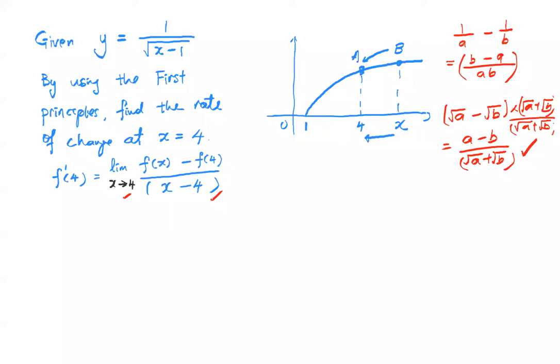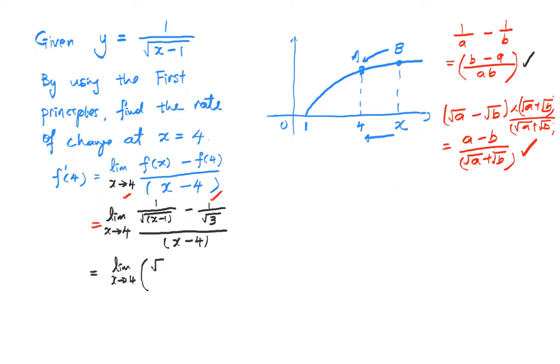So let's have a look at it. If I want to use this formula, I have to keep repeating this. Okay, f(x) is 1 over square root of x minus 1, I put in bracket, take away 1 over square root of 3, correct? Divided by x minus 4. So I will make it like that first. Which means limit x tends toward 4, root 3 put up here, square root of x minus 1 put here, divide by the denominator.